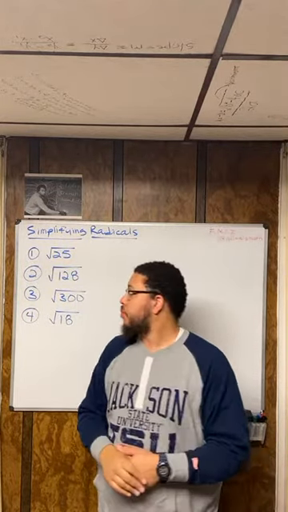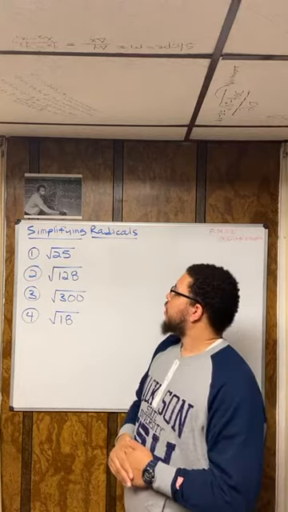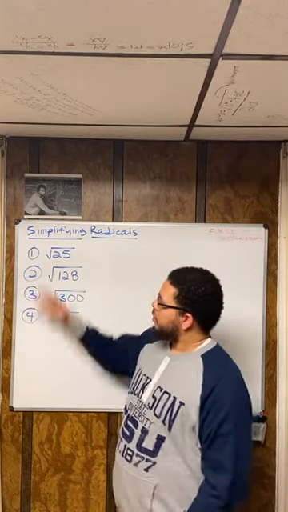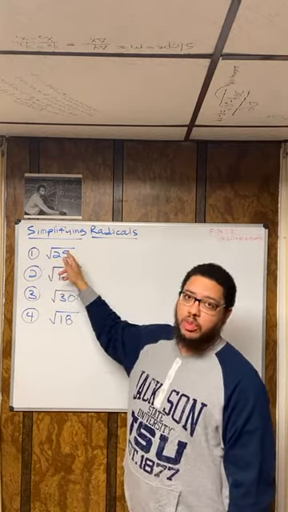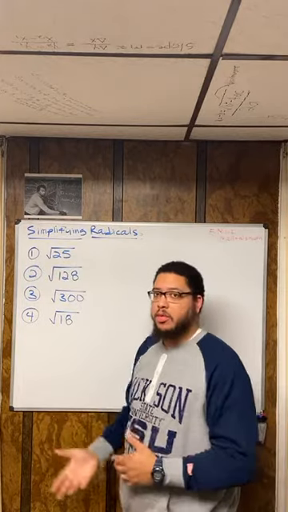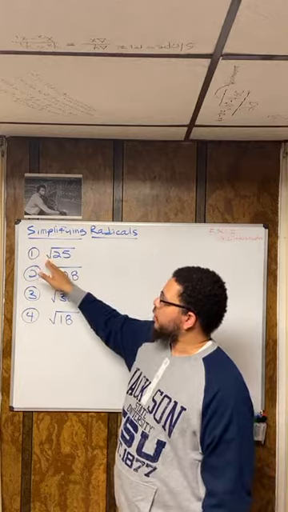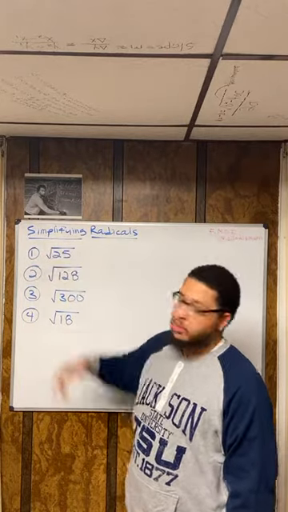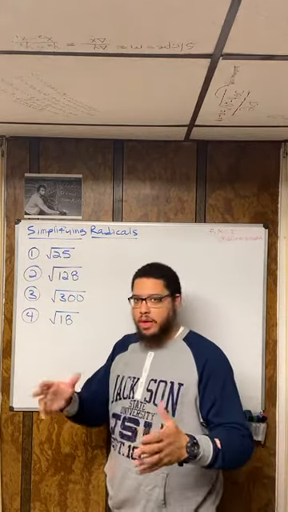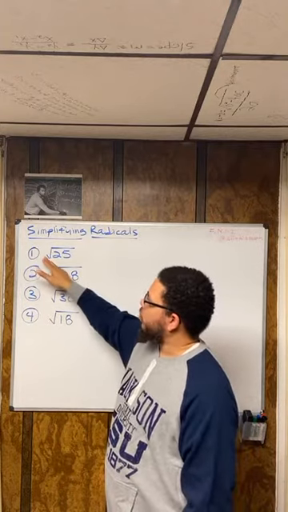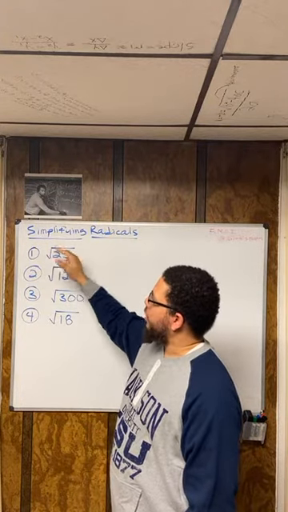All right, so let's look at number one. This reads the square root of 25, or some people might say the root of 25. Now this symbol right here is called a radical sign. The symbol that kind of looks like a long division sign, right? But it's got this little tail right here. This is called a radical sign.